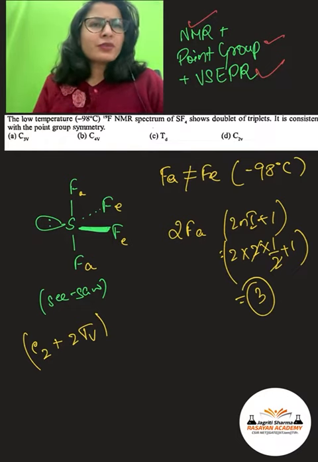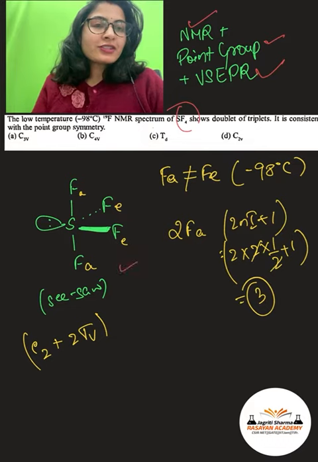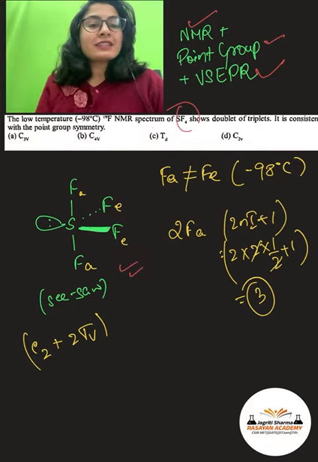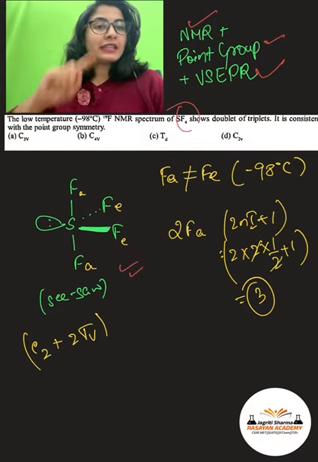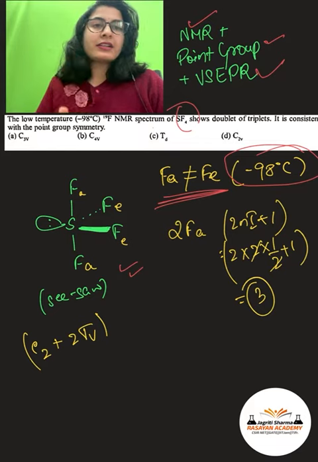So you already know the structure of SF4. हम बचपन से पढ़ रहे हैं. It is having a seesaw structure, right? So a seesaw structure is going to look like this, and in this one you see that the axial and the equatorial, these two fluorines, these are not going to be the same at minus 98 degrees centigrade.